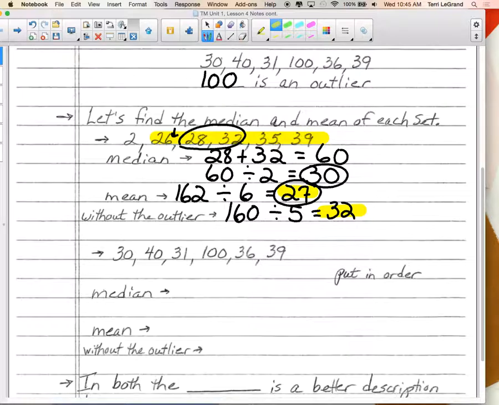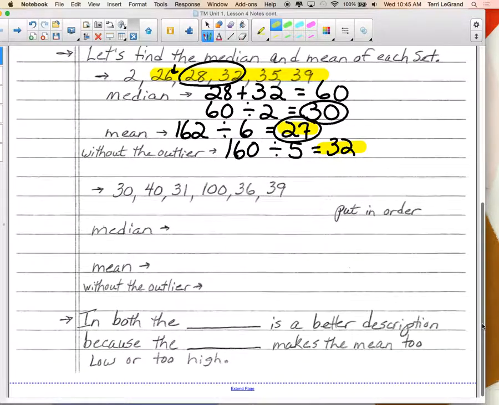So we would say in this case, the median is a much better representation than the mean for that data set. We're comparing mean and median. The median is a better representation for this data set because it's a better picture of what's going on. The outlier, 2, made the mean too low. Okay? Let's do our other one.